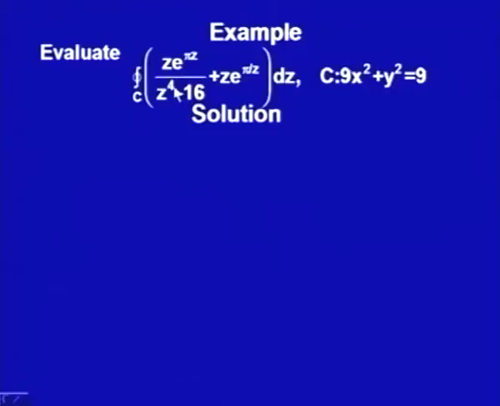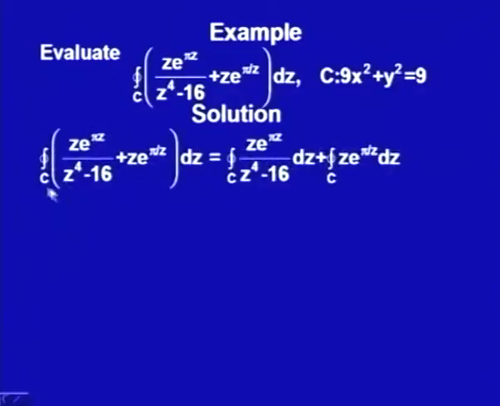See this function first. This function is the sum of two functions. So, first we will write this integral as the sum of two integrals. Z e to the power pi z upon z to the power 4 minus 16 plus z times e to the power pi by z, this integral with respect to dz on this contour C. The contour C is an ellipse, and of course, whenever we are talking about a closed contour, we take as a convention positive orientation.